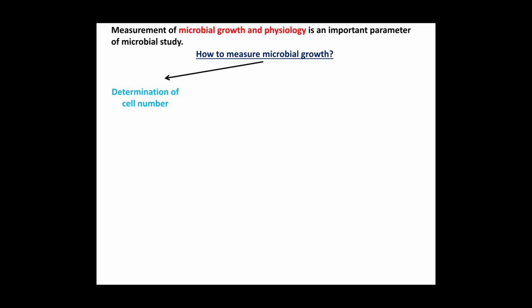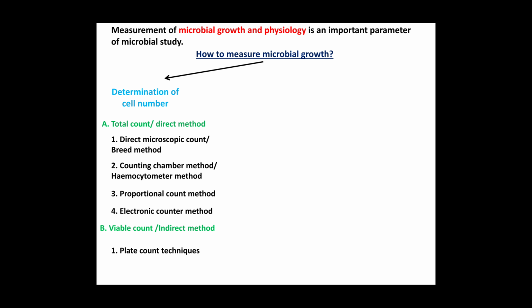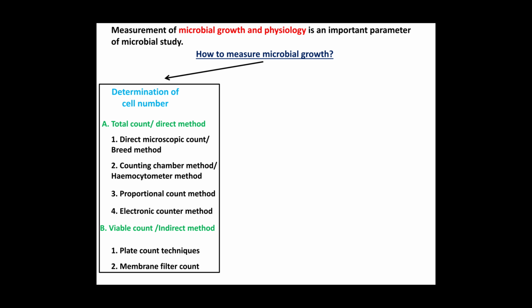cell number there are various methods: total or direct method, direct microscopic count, also called the Breed method, counting chamber method, also called the hemocytometer method, proportional count method, electronic counter method. Then the other type is viable count or indirect method, in which plate count techniques and membrane filter count. So these are the methods used for counting the cell number.